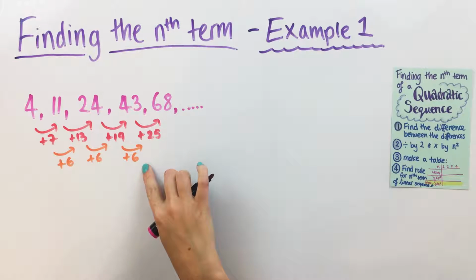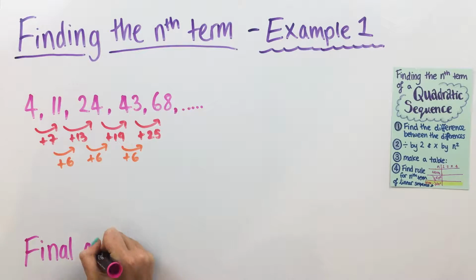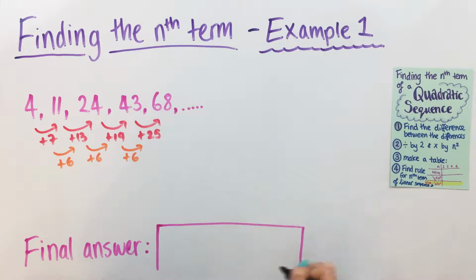6 divided by 2 is 3. Multiplying this by n squared, we get 3n squared. So what we're going to do is write a final answer box down here. And in our final answer box, we're going to write the 6 divided by 2, which is a 3, multiplied by n squared. So we've got our 3n squared as part of our final answer.